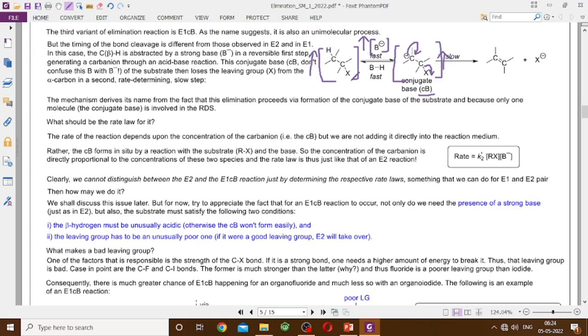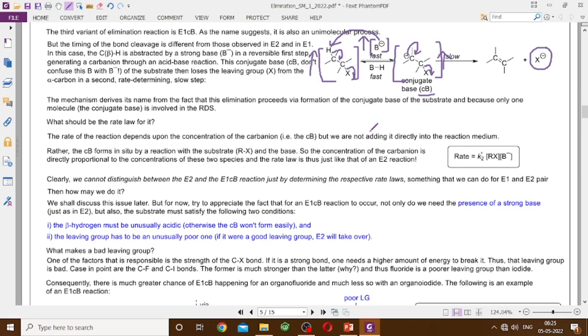থার্ড ক্রাইটেরিয়াটা হচ্ছে the CX, that bond should be strong. In other words, X minus should be a relatively poor leaving group, because if X minus is an excellent leaving group, then even if you have a strong base and this CH bond is acidic, then only this reaction will take place. That's E2. That is an E2 reaction.